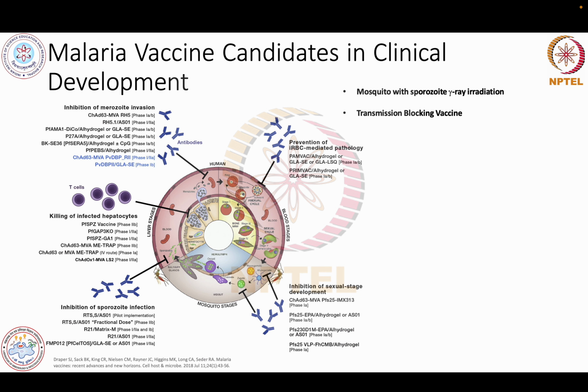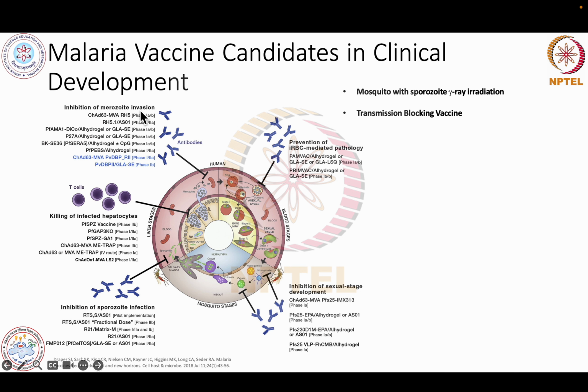So, malaria vaccine candidates in clinical development. There are different stages of the pathogen in human as well as in mosquito. In human you can say that it's a liver stage and a blood stage. So we can target inhibiting different stages.